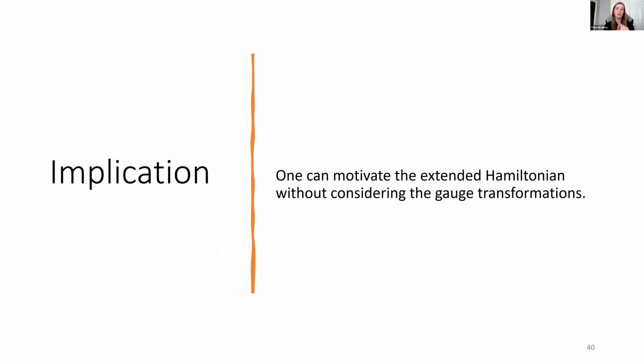So what does this mean? Well, it means that at least on the constraint surface, one can motivate this wider equivalence class of Hamiltonians given by the extended Hamiltonian without considering anything about the gauge transformations. It's purely a fact about the structure of the constraint surface.